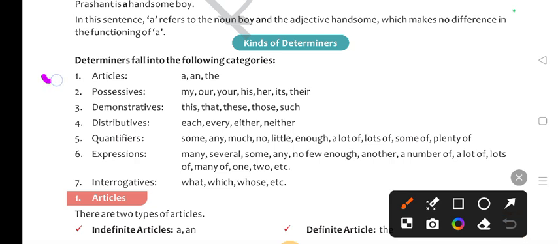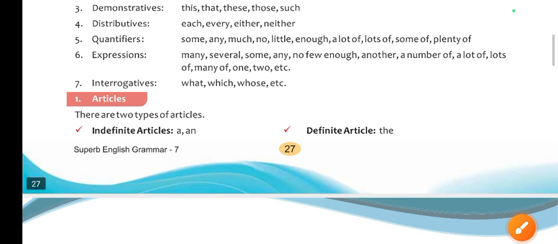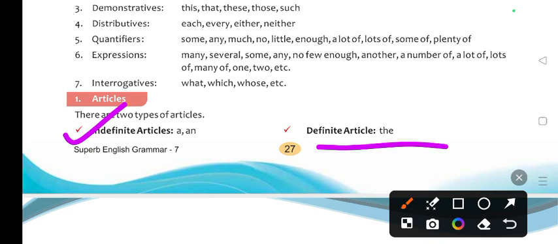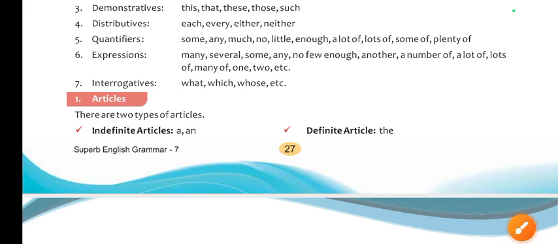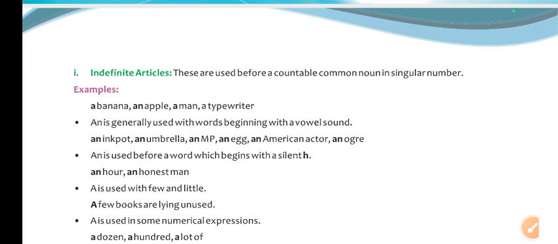Firstly, we are going to read about articles like a and the. These are articles, then possessive, demonstrative, distributive, quantifiers, expression, and interrogative. So these kinds of determiners we are going to study. Now articles. There are two types of articles. First is the indefinite article a and an, and the second is the definite article. I guess you must know this well, so let's understand it from here.